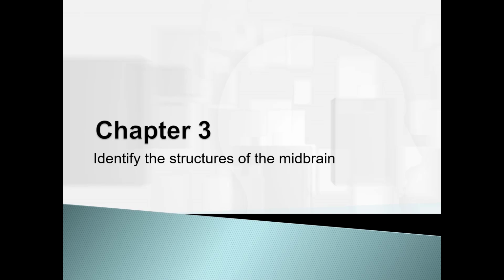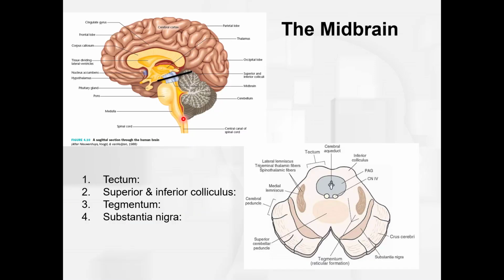Hello, in this short video, we're going to discuss the structures of the midbrain. Just to orient ourselves and remind ourselves where we were with the hindbrain, we had our medulla, we had our pons, and we had the cerebellum, and then we had that raphe and reticular formation running up through those areas to arouse the cerebral cortex.